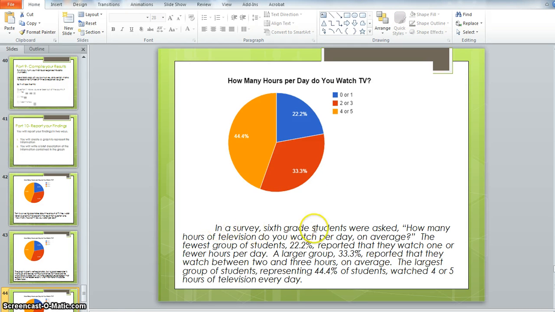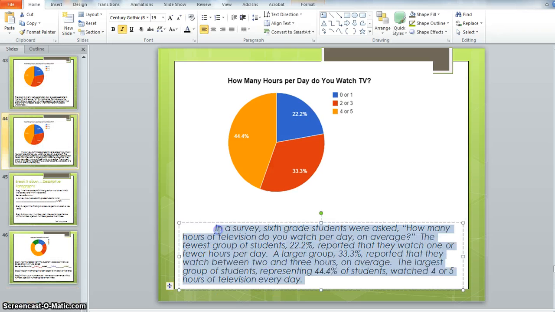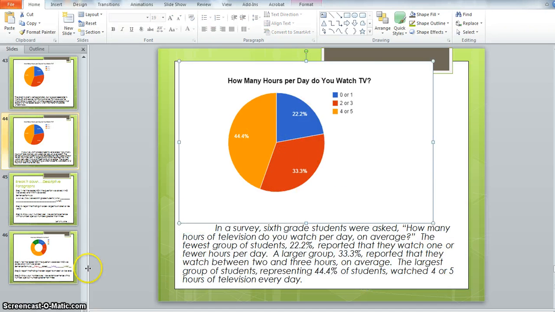In a survey, 6th grade students were asked, how many hours of television do you watch per day on average? The fewest group of students, 22.2%, see that's there, reported that they watch 1 or fewer hours per day. A larger group, 33.3%, reported that they watched between 2 and 3 hours on average. The largest group of students, representing 44.4% of students, right here, watched 4 or 5 hours of television per day. So you can see that this paragraph, this whole thing, basically explains exactly what this is. You're just really spelling it out for somebody.